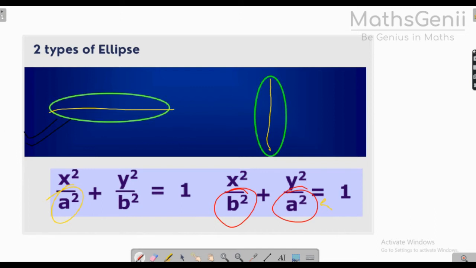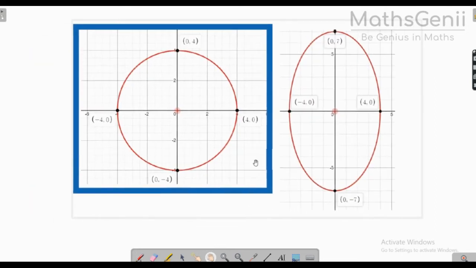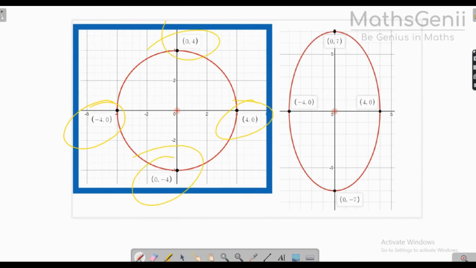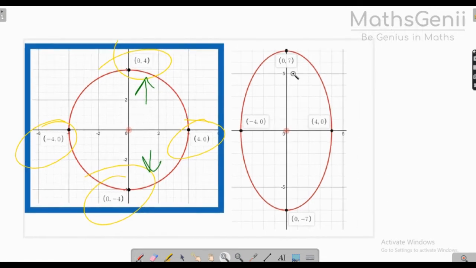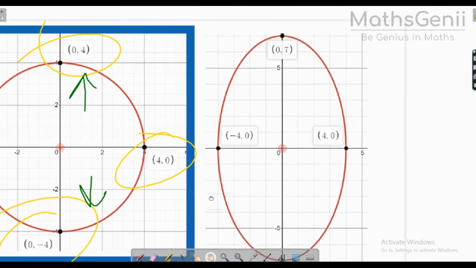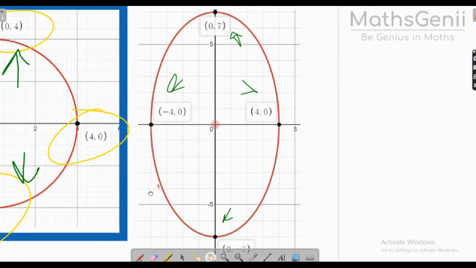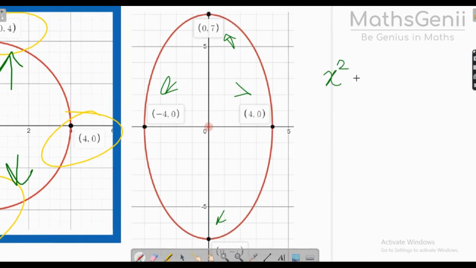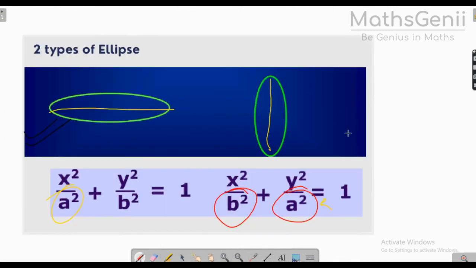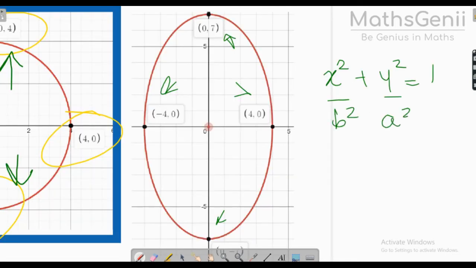Let's look at one more graph to understand better. This time let's look at the vertical example. Again the equation remains same, the radius is 4 everywhere. This time I'm pushing the circle from the vertical side. So what has happened is this is 4 and this is 7. Okay. So for vertical, what was the equation? x square upon, y square upon, is equal to 1. Beneath x square, what was it? b square. So this was the equation.